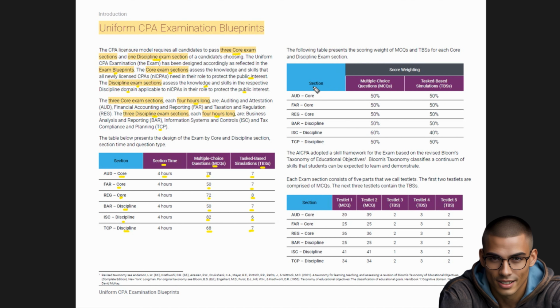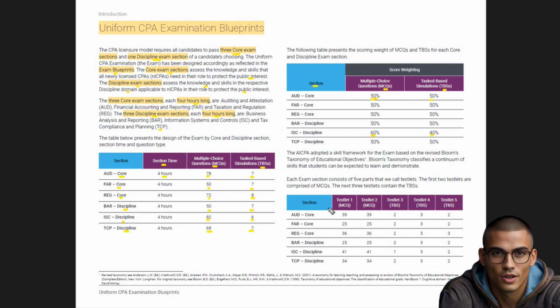So all the CPA exam sections are broken down again by multiple choice questions and task-based simulations, and the weighting for both of these is generally 50-50 for each exam. So we can see here for AUD 50-50. So the weight of the multiple choice questions on the exam is going to be 50% of your score. The weight for the task-based simulations is also going to be 50% of your score. And that applies to almost every exam except ISC, where the weight of the multiple choice questions is 60% of your score and the weight of the task-based simulations is 40% of your score.